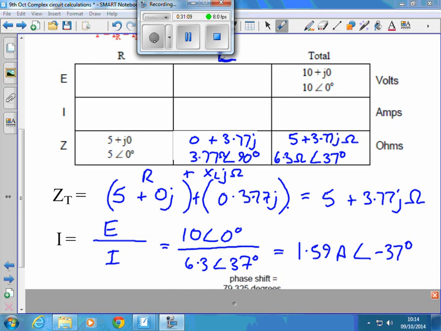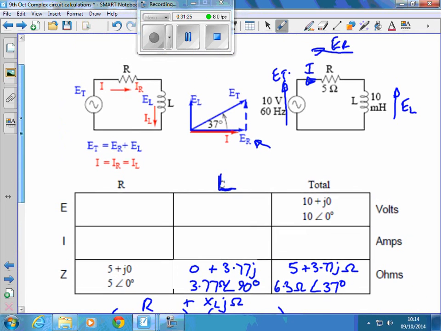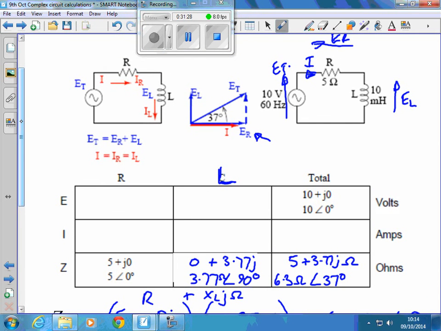Yeah. So the current lags the voltage by 37 degrees. Is that right? Yeah. Does that work with CIVIL? Does it work with the phasor diagram I had earlier? There's the voltage. What we're saying is if we shifted the voltage, so the voltage was at 0, the current would be down here. It's 37 degrees behind it. Or we could say the voltage leads the current by 37 degrees, makes no difference.